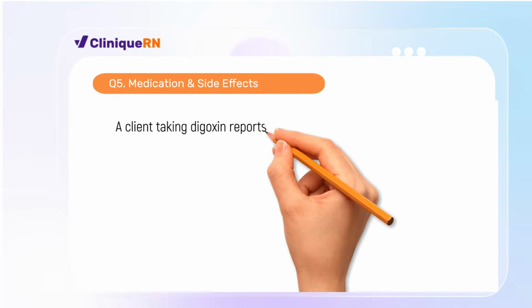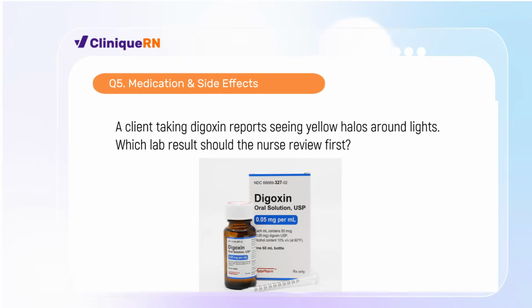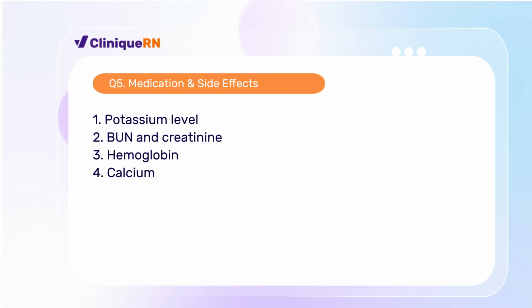Question 5. A client taking digoxin reports seeing yellow halos around lights. Which lab result should the nurse review first? 1. Potassium level. 2. BUN and creatinine. 3. Hemoglobin. 4. Calcium.